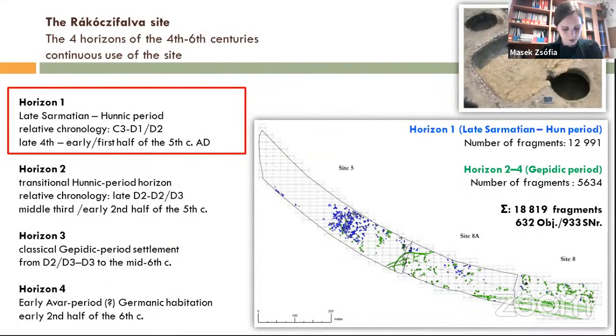4 ceramic horizons were separated. The first horizon includes the material of the local late Sarmatian Hunnic period. The second horizon is a transition horizon between the Sarmatian and Gepidic period settlements. In this period, we may assume the arrival of new communities settled nearby an old habitation. The third horizon represents the settlement material classical for the Tisza region in the early Merovingian Gepidic period, and horizon 4 is another transitional horizon between the Gepidic and early Avar age.